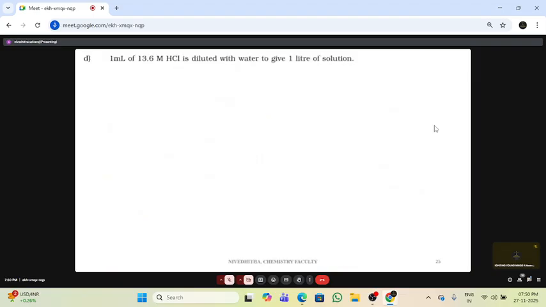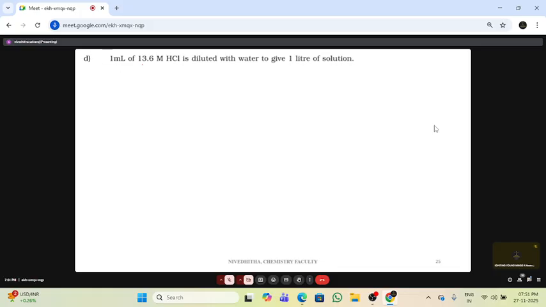Okay, here also they're asking us to calculate the pH of the solution, and the data given is 1 ml of 13.6 molar HCl diluted with water to give 1 liter of solution. Here also they are giving the data on how they prepared the HCl solution. There are two ways of preparing a solution. One is we have a solid and dissolve it in a particular quantity of water. Another way is we have a concentrated solution from which we take a particular quantity and dilute it to give another concentration. So here this is the second pattern.